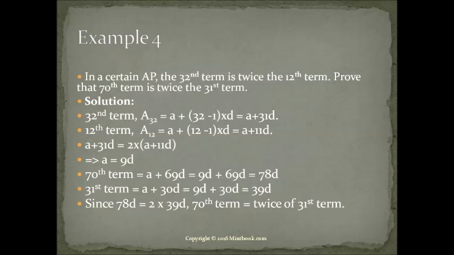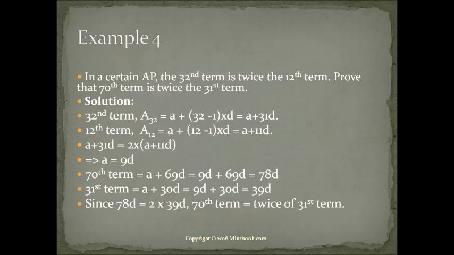We can write down the 70th term is equal to A plus 69D. Now we know A is equal to 9D. Let's substitute the value of A is equal to 9D in this equation. We will get 70th term is equal to A plus 69D is equal to 9D plus 69D, which is equal to 78D. And the 31st term is equal to A plus 30D. We can write down the 31st term as 9D plus 30D, which is equal to 39D.